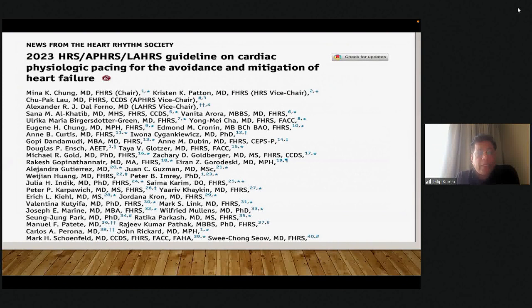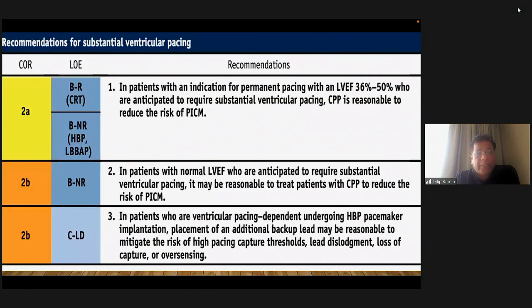The 2023 HRS, APHRS, LAHRS guideline clearly endorses those patients who have a high requirement of pacing, more than 20% pacing. If you feel that the patient is in CHB and will require more than 20% pacing with ejection fraction less than 50%, it's always preferable to go for a CPP. CPP means cardiac physiological pacing.